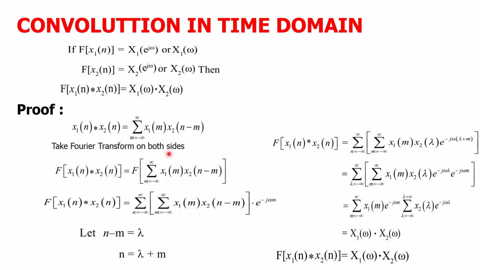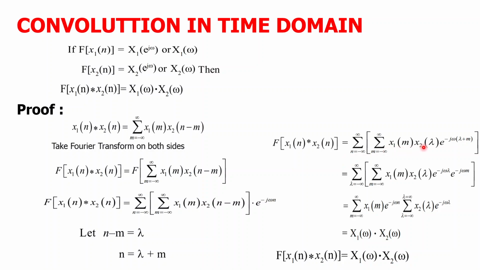So take Fourier transform on both sides. This is the Fourier transform equation. This is our signal, the convolution sum of two signals x1 and x2. So here let n minus m be lambda. So n will become lambda plus m.